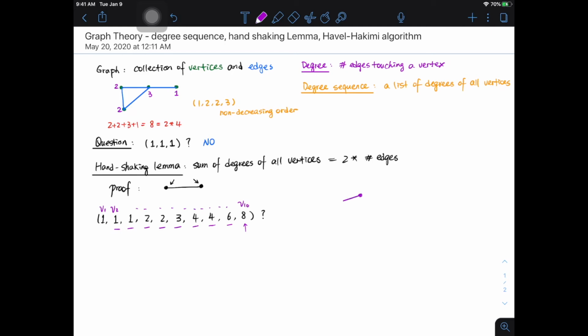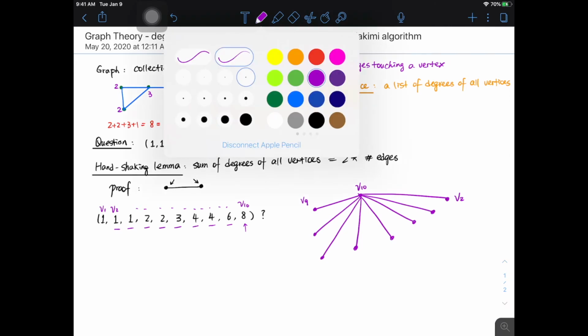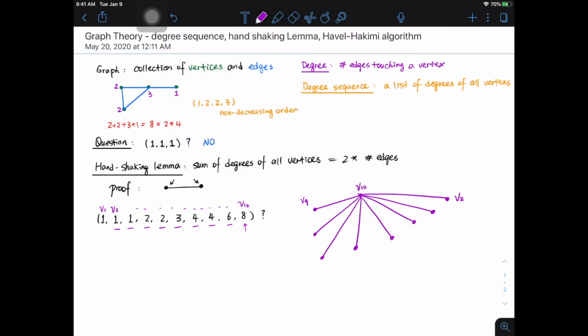So let's try to construct a graph now. Here's V10, and then we have V9 here, and so on until we have V2 here. So this is part of the graph. Now we're going to update the degree sequence to reflect that we've already done part of the graph. So this is all done, all of them are satisfied. We still need 5 more edges coming out of V9, and similarly, all these numbers will be 1 less.